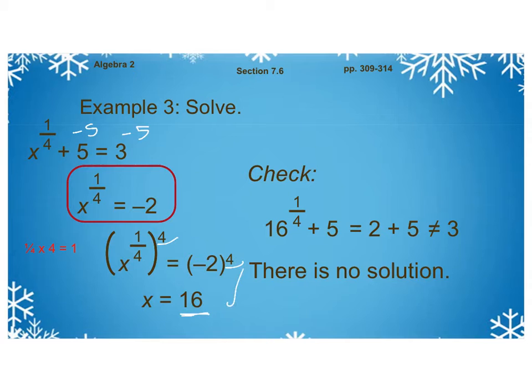So now I plug that back into the original equation. I need to know if 16 to the 1/4 plus 5 is equal to 3, right? Well, 16 to the 1/4 is 2. The 4th root of 16 is 2. 2 plus 5 is 7. That is not 3. Therefore, there are no solutions, because this would go as an extraneous solution.